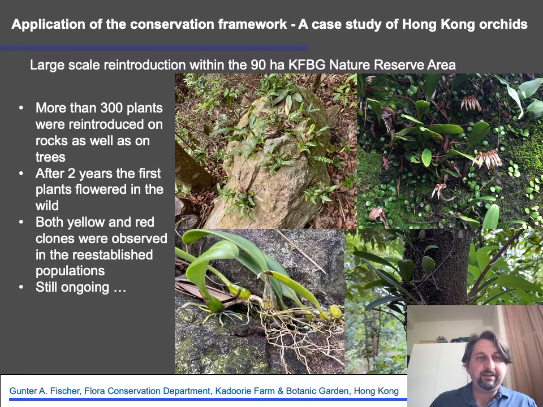Within the 90-hectare area, more than 300 plants were reintroduced on rocks as well as on trees epiphytically. After 2 years, the first plants flowered in the wild, and it was very great to observe that both color types, yellow and red, turned up in the seedlings, and they were observed in the re-established populations. Currently we're in the midst of monitoring the different populations to assess whether there is any cross-pollination happening. So far we haven't found any evidence for that, but we're going to do this for the next couple of years.